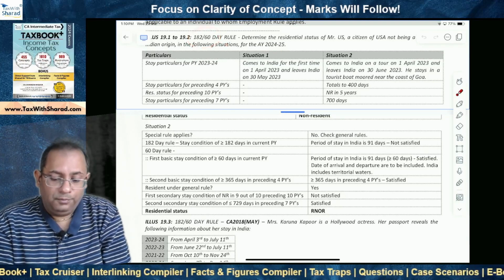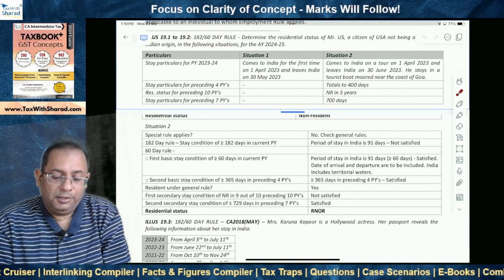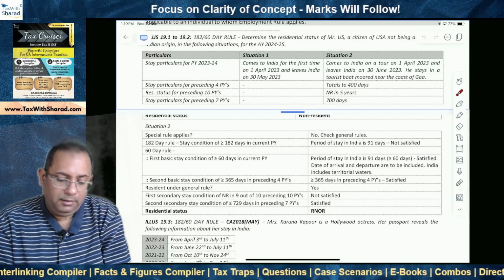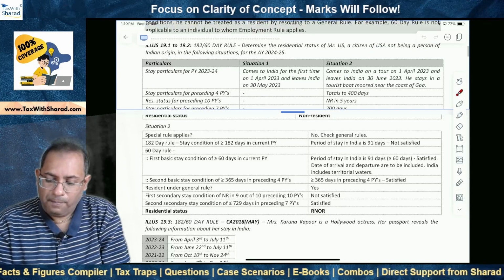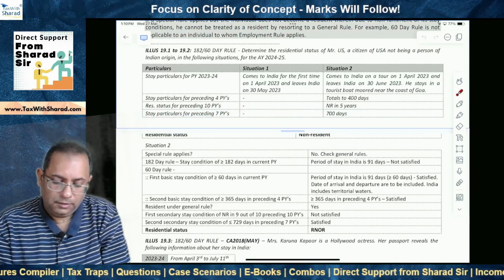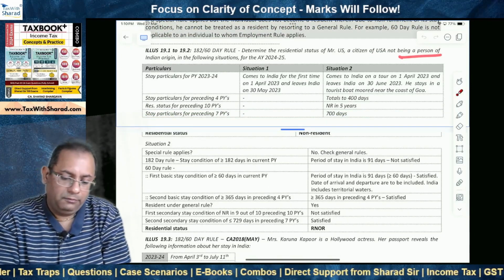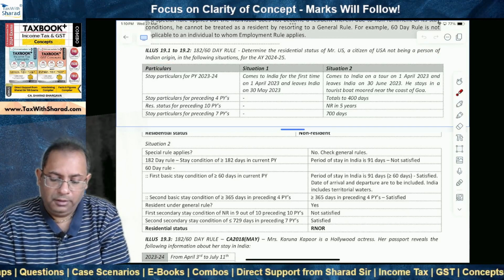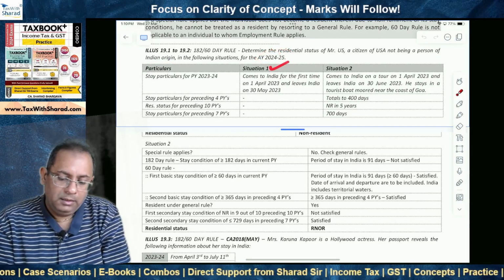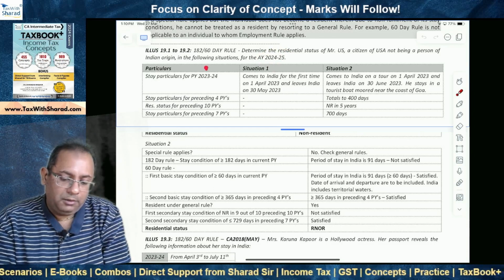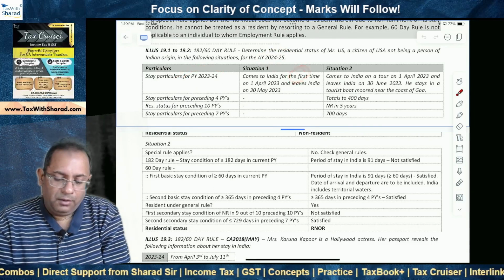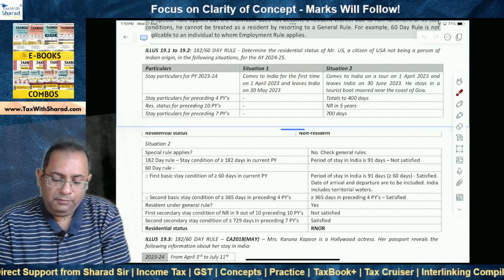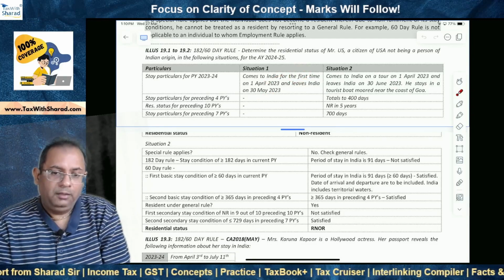182 days, 60-day rule. We will see the application of this rule. Determine the residential status of Mr. US, a citizen of USA, not being a person of Indian origin, in the following situations for the AY 24-25. Situation 1. Stay particulars for previous year 23-24: comes to India for the first time on 1st April 23 and leaves India on 30th May 2023.